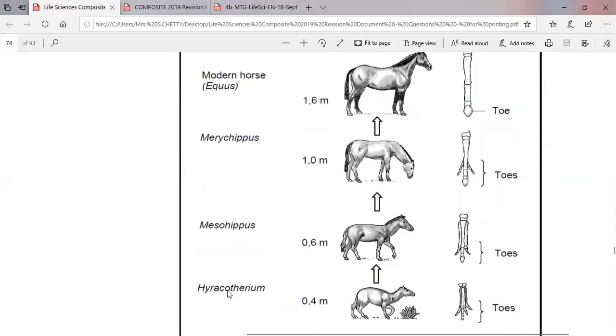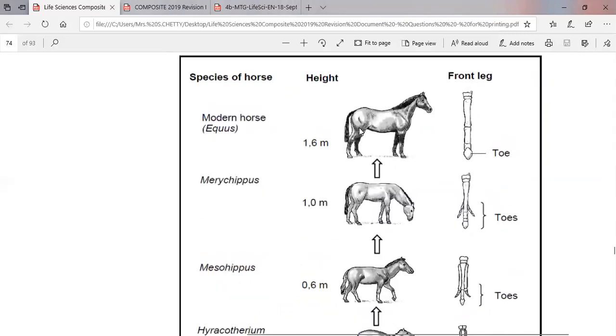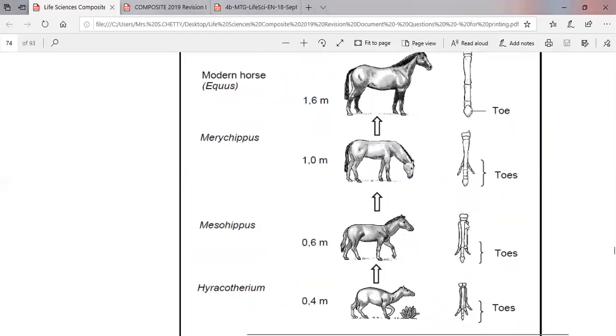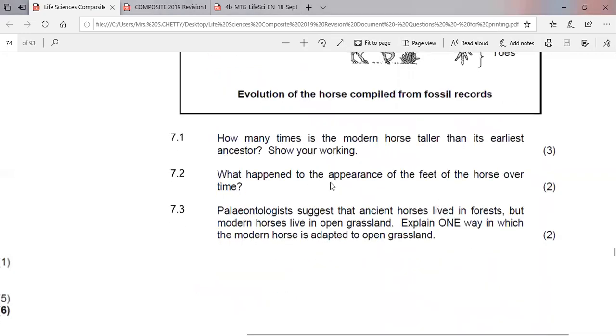It would have been lovely if they put down the time scale here as well. Notice that not only is there a change in the height of the horse, there's also a change in the toes. Notice they got 4 toes here, reduced to 3, one becoming bigger. Then there's 3, but the central one is even bigger until you only landed up with 1 toe. Notice the changes that happened over the period of time.